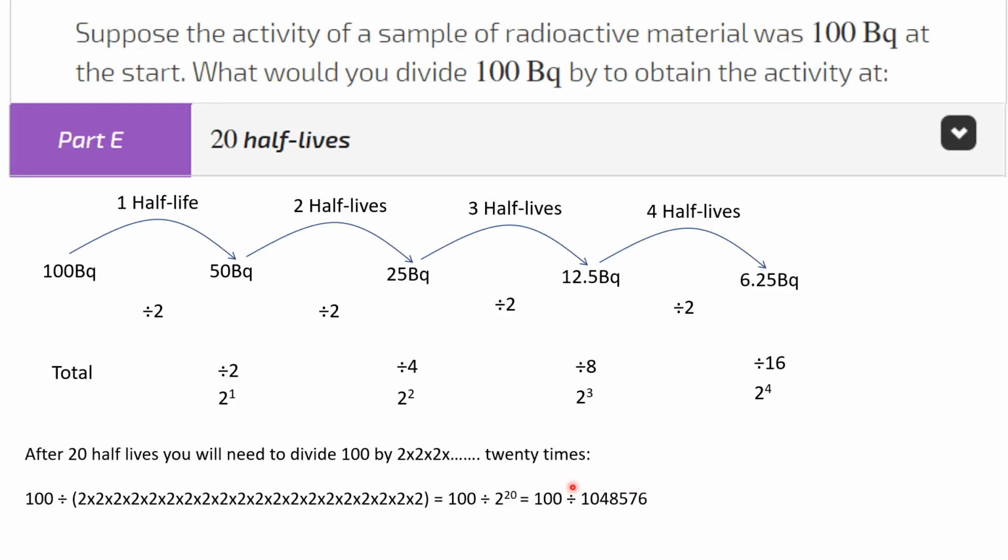So the answer for this question would be this number here, 1,048,576.